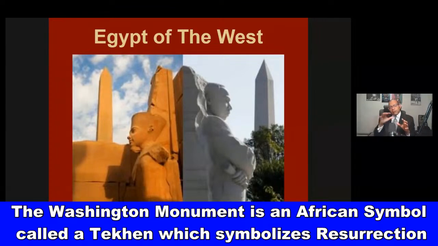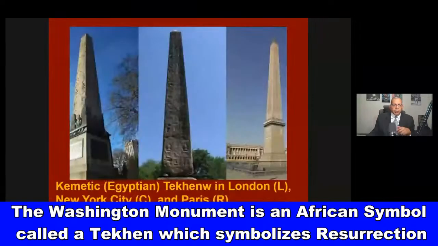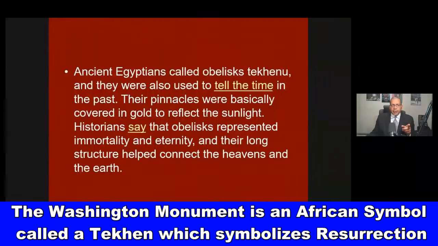So we also deal with the influence of Africa, especially ancient Kemet, here in the United States. The Washington Monument is an ancient African symbol called a Tekken. There are about 1,200 Tekkenu all throughout ancient Kemet. Today, there are less than 12. And you have 3 that are in London. You have London, England, New York City, and Paris, France.